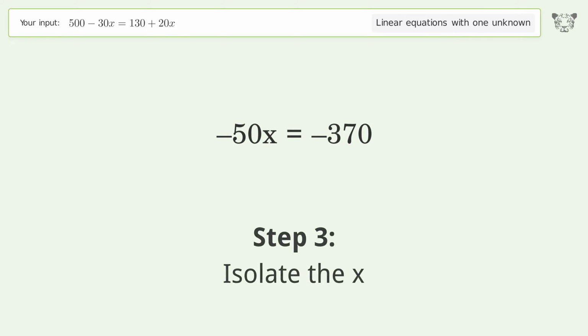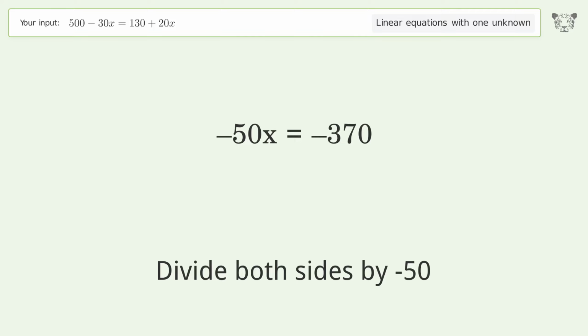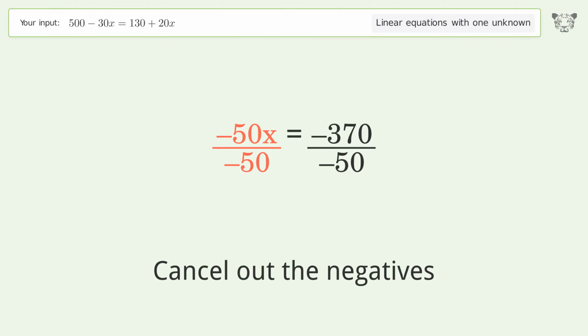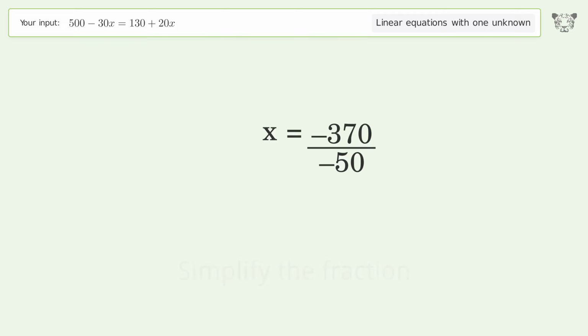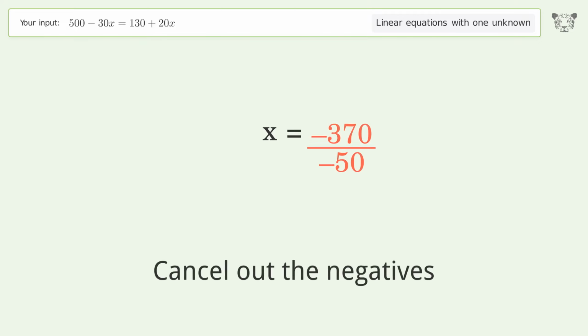Isolate the x. Divide both sides by -50. Cancel out the negatives. Simplify the fraction. Cancel out the negatives.